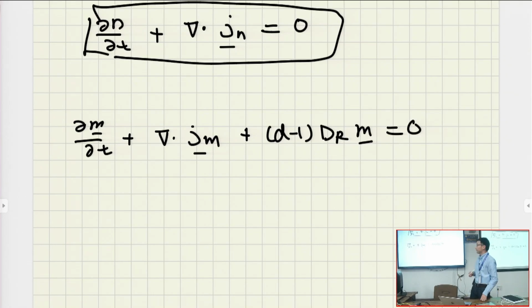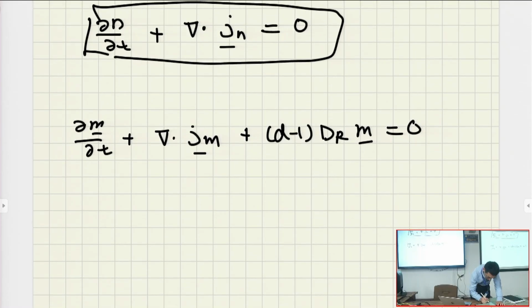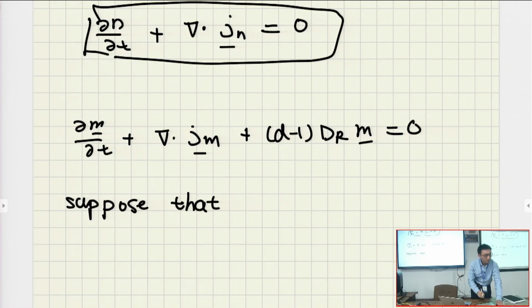Okay, so we have this equation for m. And let's do a simple thing. Suppose that we're in free space, so there's no boundaries, and we're just looking at how active particles are swimming around in free space.